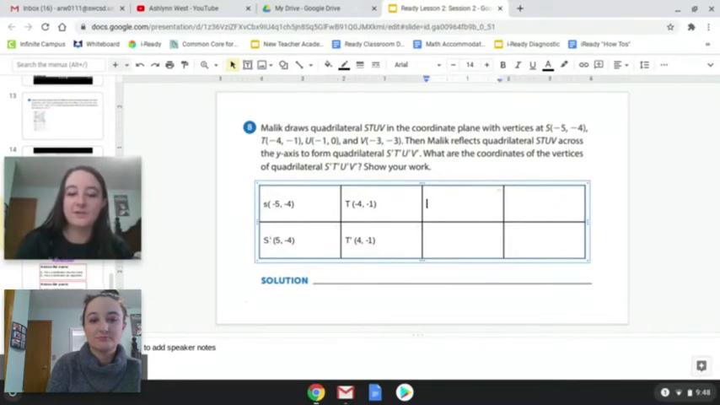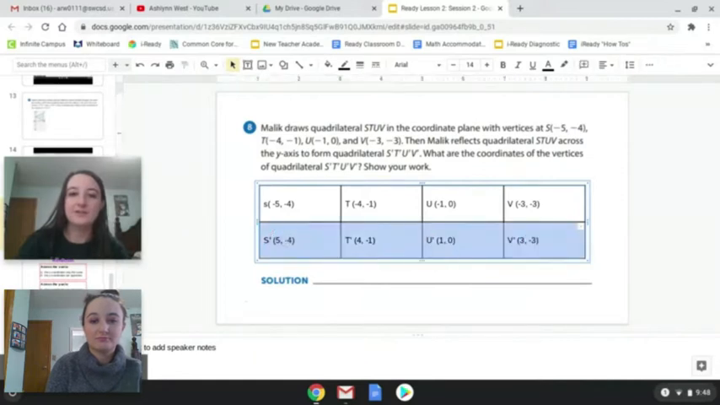For U here, we have the values of -1, 0. That means that it's going to become the opposite for our U prime. So the opposite of -1 is +1, and then our y values stay the same. And finally for V, we have -3, -3. Remember, our x values change, but our y values stay the same. So our -3 becomes the opposite, which is +3, and then our y value stays the same as -3. So then that would be your solution right here.